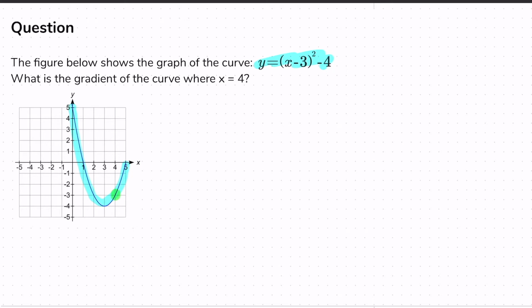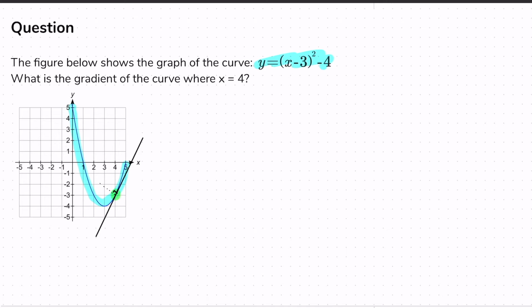And the gradient is the line which meets the curve at a tangent. All that means is that if I were to draw a straight line, it hits the curve at the point we're interested in. So as we can see here, the gradient is going to be positive. So I know that going into my answer, if it's negative, I've done something wrong.